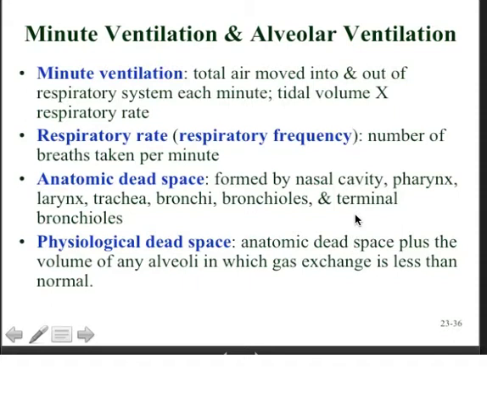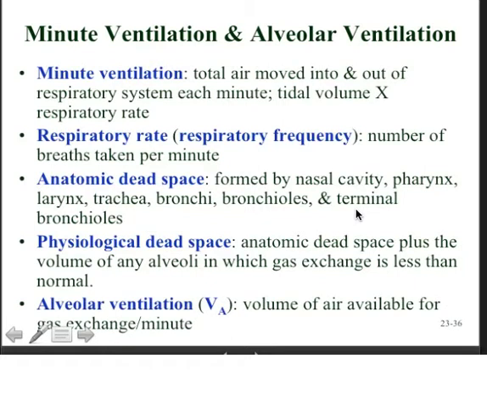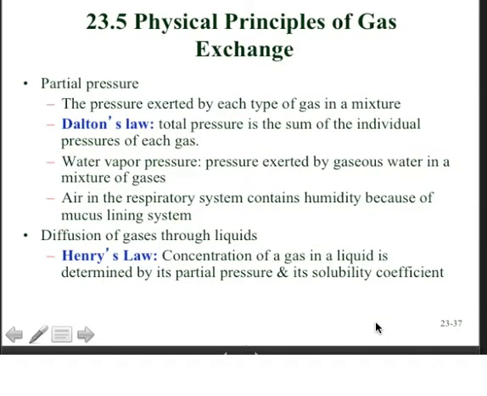Physiological dead space is the anatomical dead space plus the volume of any alveoli in which gas exchange is less than normal. So, for instance, over time the lungs can become damaged due to exposure to particulates, tar, and whatnot, and that can result in death of alveoli, but also the accumulation of scar tissue, and that would contribute to physiological dead space because that's not gas exchange surface area. And then alveolar ventilation is the volume of air available for gas exchange in a single minute.